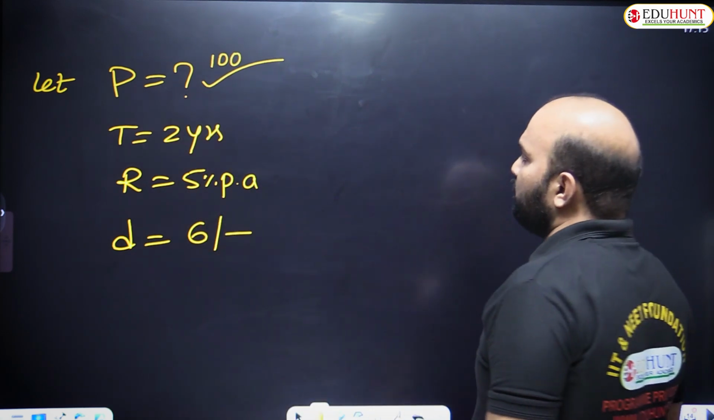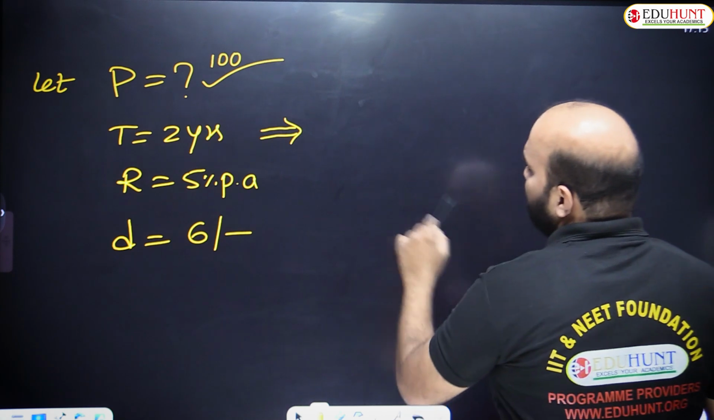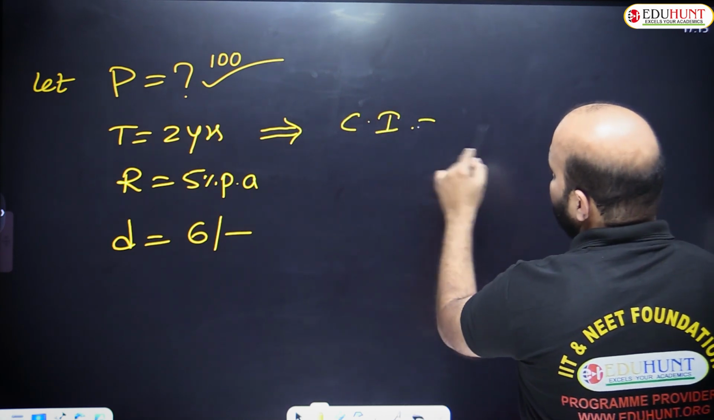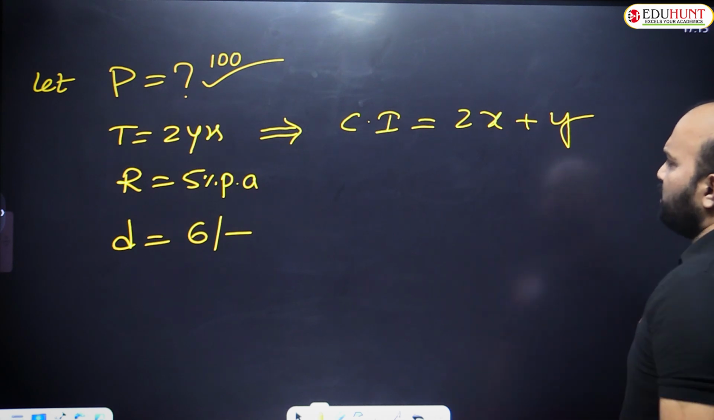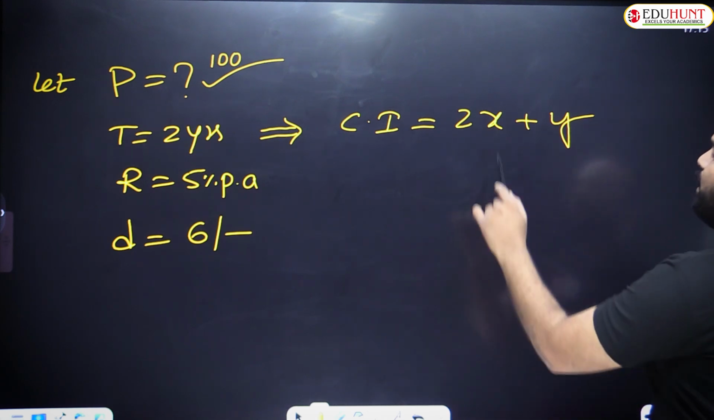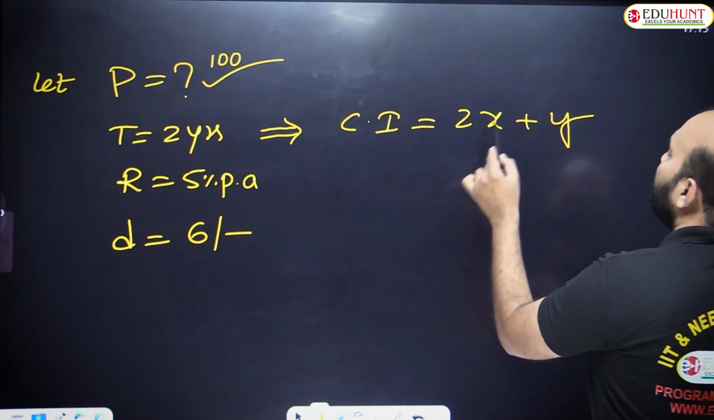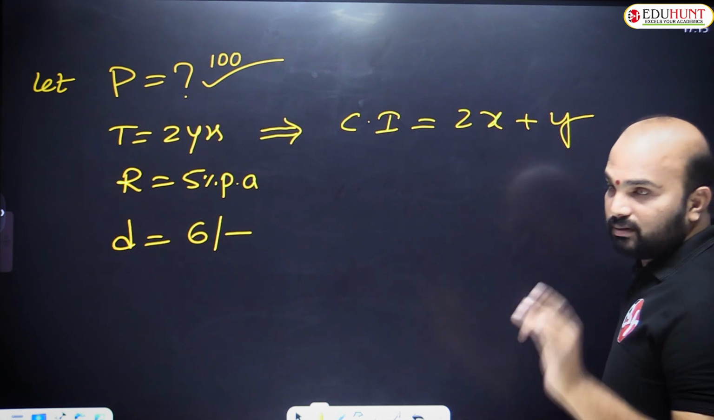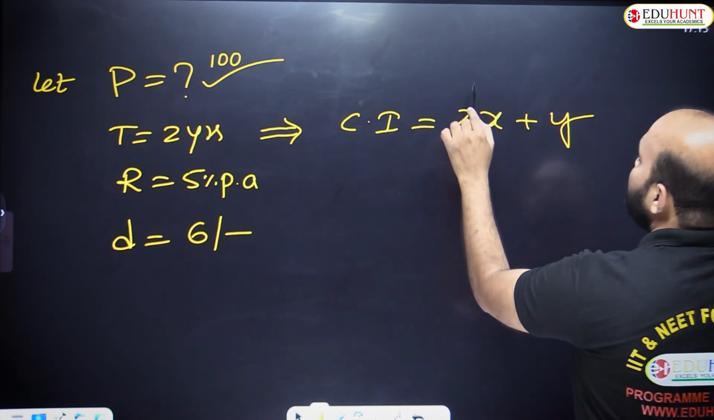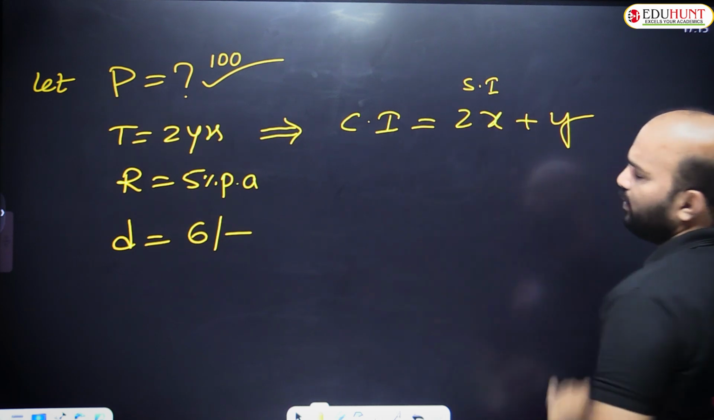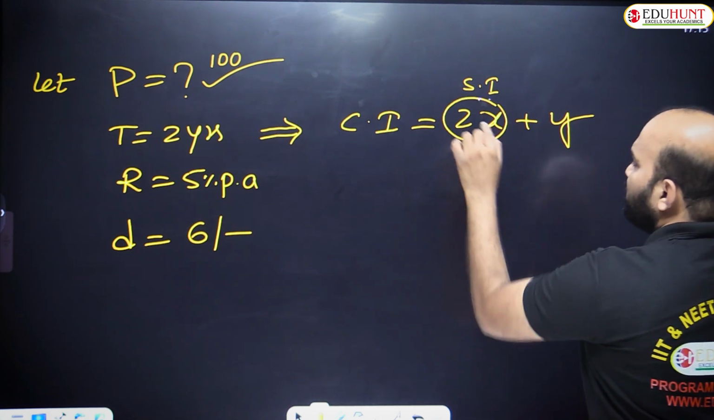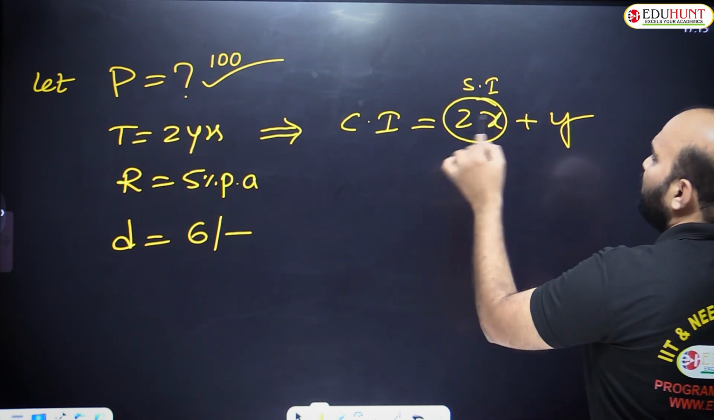Am I clear? So for 2 years, according to the Pascal method, what is the 2 years formula? Compound interest equals 2x plus y. This is the 2 years compound interest formula. So here 2x is called simple interest, 2x plus y is called compound interest. That is very important, 2x is called simple interest plus y, total will become compound interest.